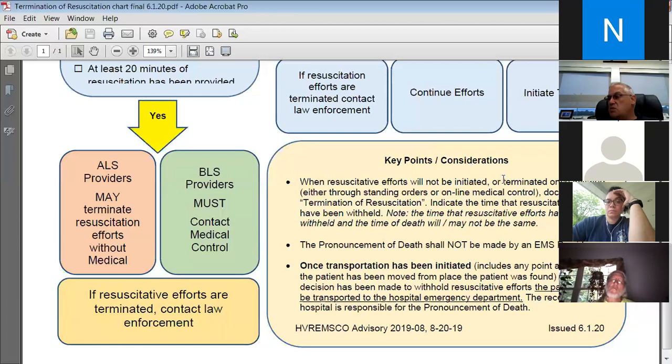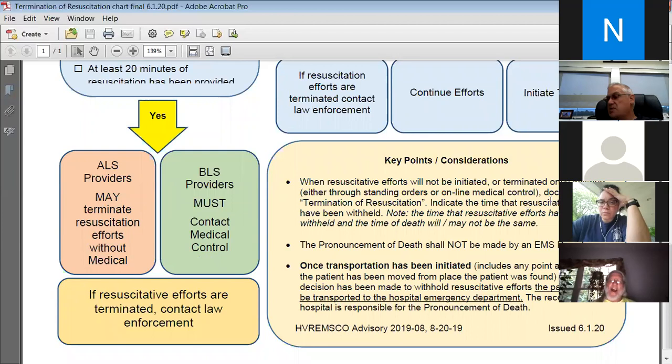And if we go to the bottom here, this is where it gets a little hazy, I guess. So it says when resuscitative efforts will not be initiated, or terminated once initiated, either through standing orders or online medical control, document as a termination of resuscitation. So I think they just want that verbiage in there now. Most of the times, we document it as a code, and then we'll just say medical control contacted, decision made not to transport the patient.